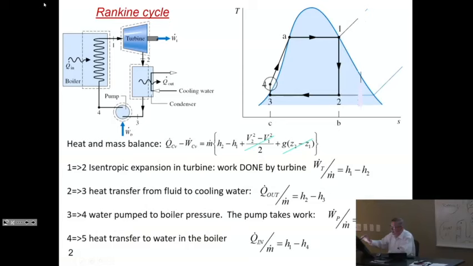And finally, we have to heat this water, this is liquid water at high pressure, back up all the way to the high temperature, high pressure version that we have sent in the turbine in 1. And that is done by adding heat to it that comes from the boiler, going from 4 to 1, with heat in given by the change in enthalpy between this high enthalpy point 1 and this low enthalpy point 4. That's the ideal cycle.